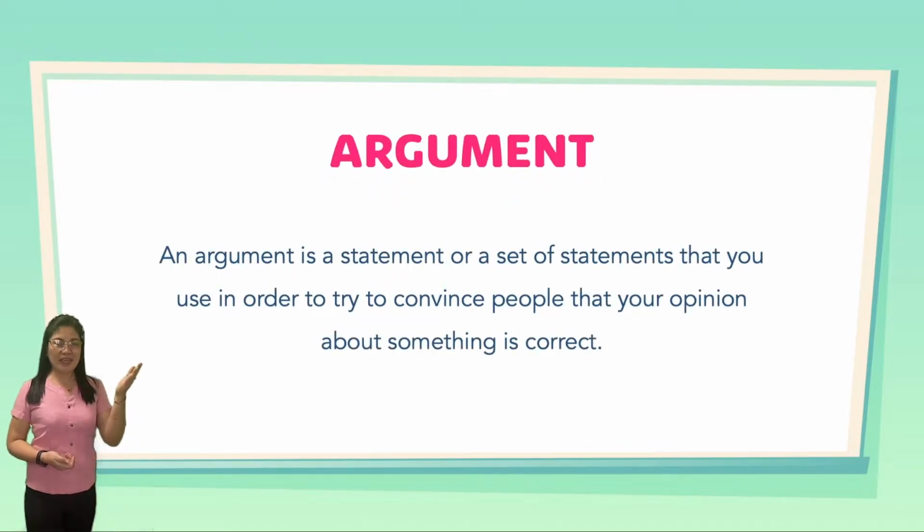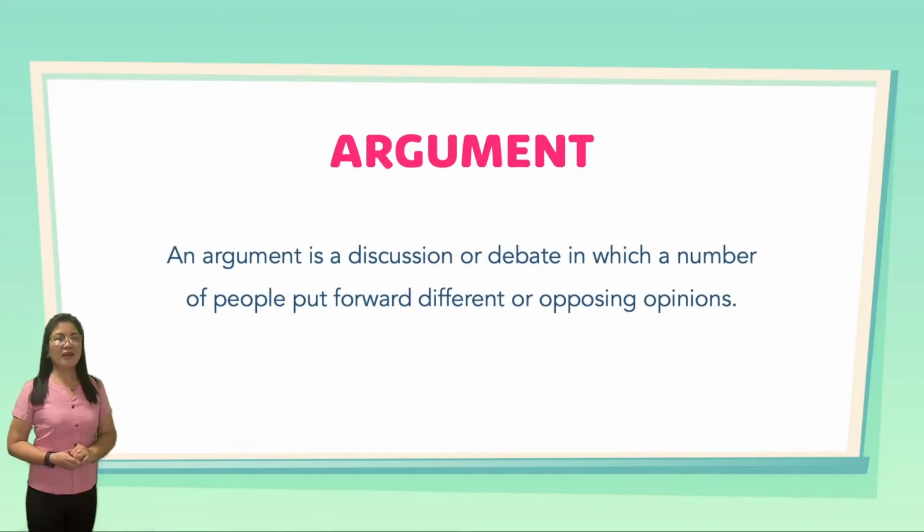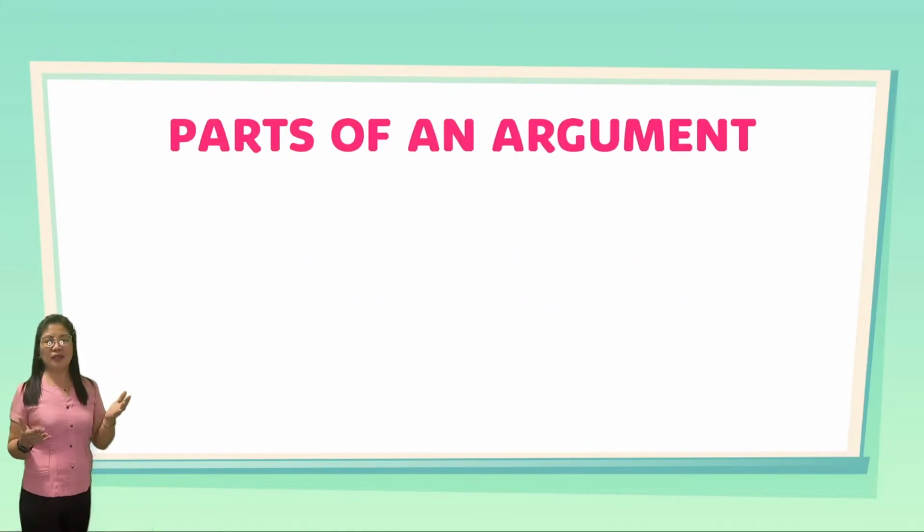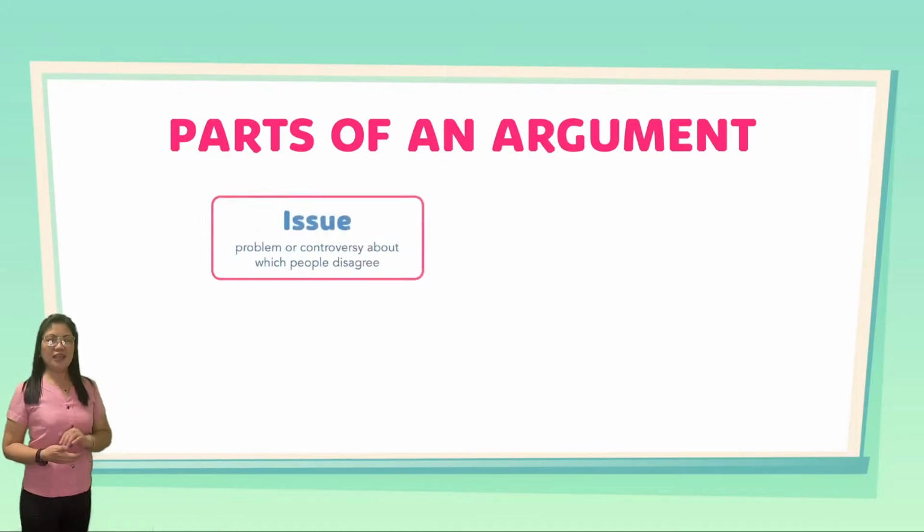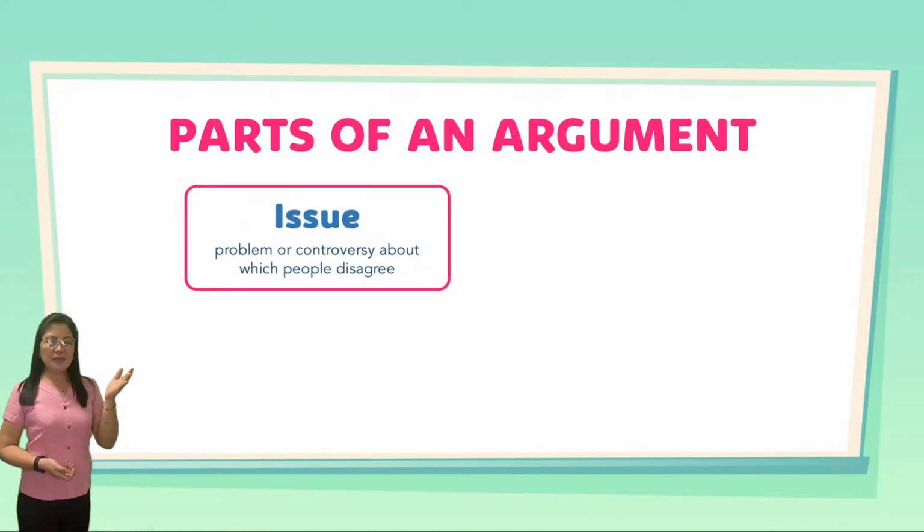An argument is a statement or set of statements that you use in order to try to convince people that your opinion about something is correct. An argument is also a discussion or debate in which a number of people put forward different or opposing opinions. And these are the parts of an argument. First, issue. These are problem or controversy about which people disagree.